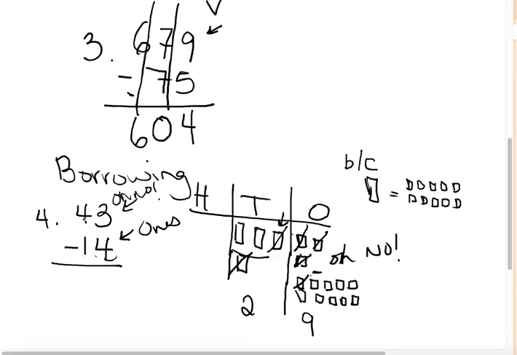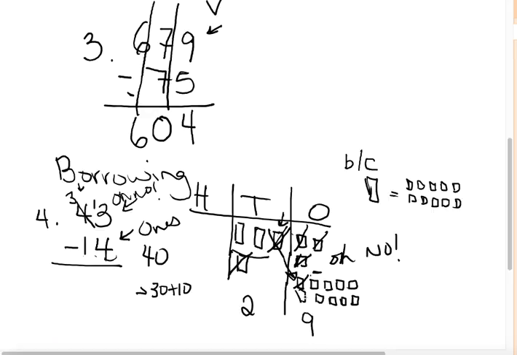But I'm going to do the same thing. I know that this 4 actually represents 40. So I can rewrite this 40 as 30 plus 10. So I will take away the 10, leave the 30 here, and put the 10 right beside my ones, just like I did here. I took away a 10, and I converted it into 10 units in my ones column.